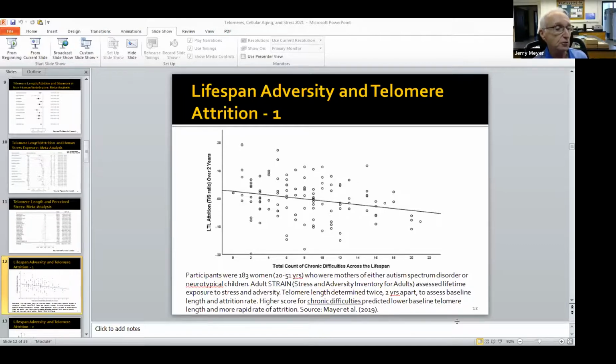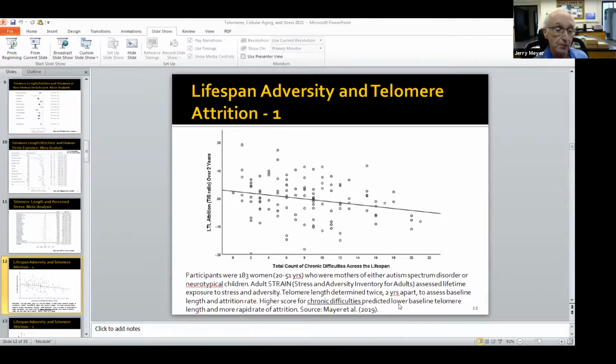So the STRAIN was used to assess lifetime exposure to stress and adversity. And this was a longitudinal study, which I said I think are powerful. The women's telomere length was determined 2 years apart. And so you could get an indicator of baseline telomere length and whether that related to scores on the STRAIN, but also the attrition rate: how much were telomeres shortened between the first measurement and the second measurement 2 years later.